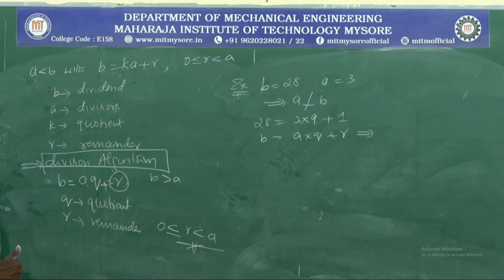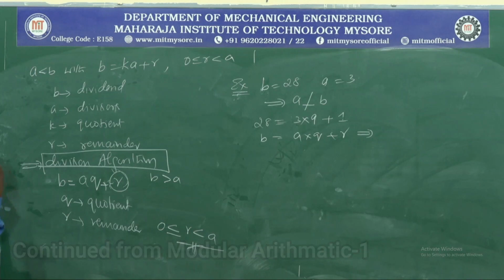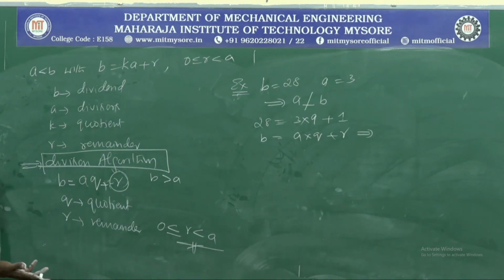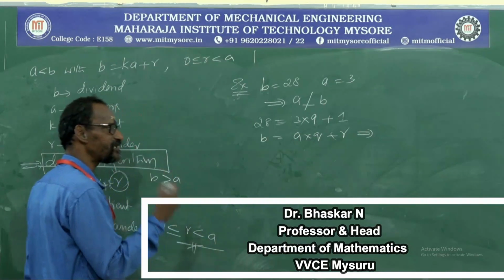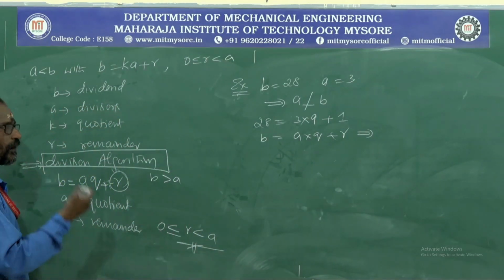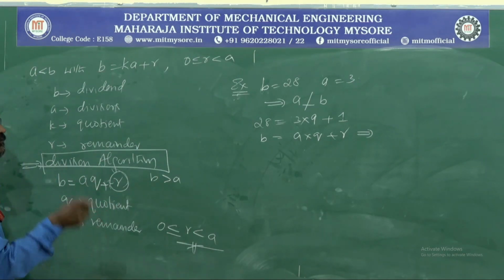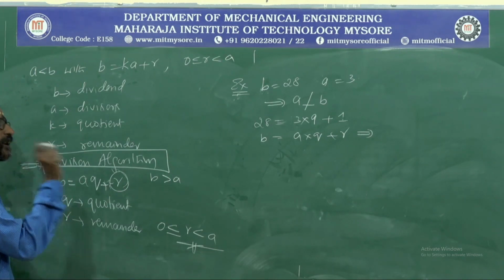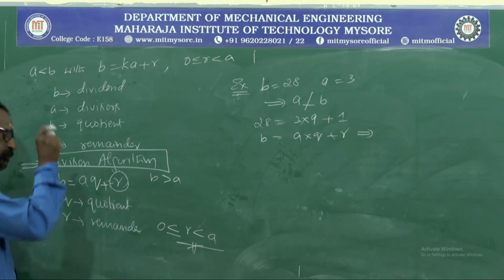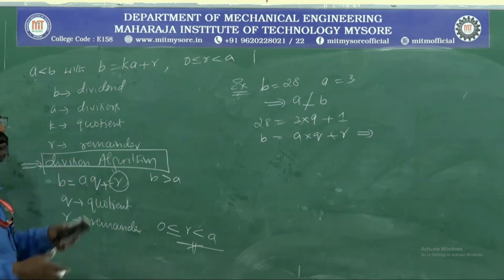Now using the division algorithm, I can find the GCD when the magnitude of the given numbers is too large. I can find the GCD using the division algorithm, called the Euclidean algorithm. Euclidean algorithm is finding GCD using the division algorithm, that's all. Using the division algorithm, we are going to find the GCD of two bigger numbers, and that process of evaluating the GCD using the division algorithm is called the Euclidean algorithm.